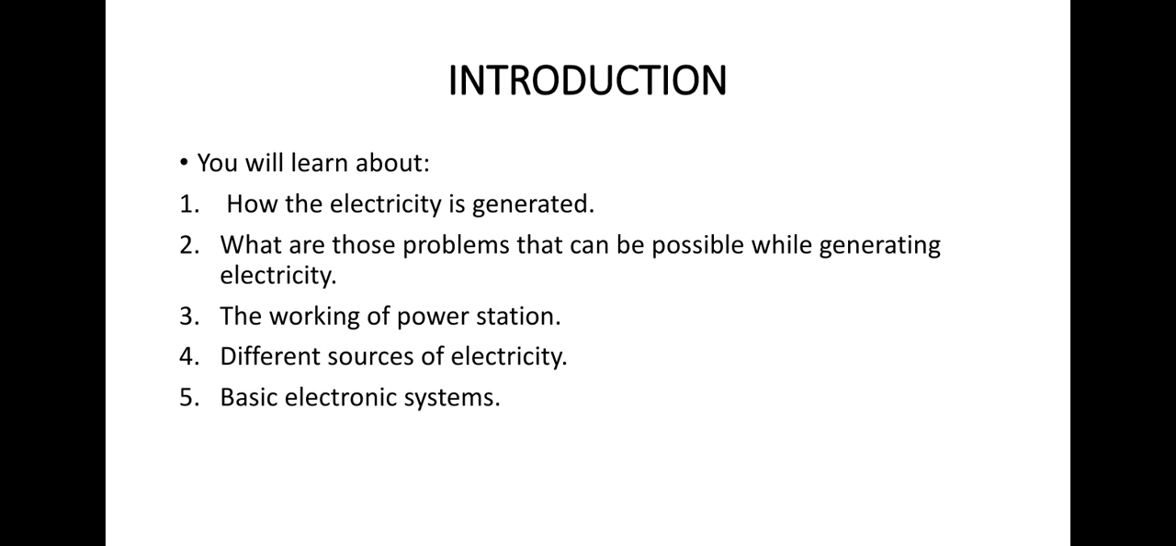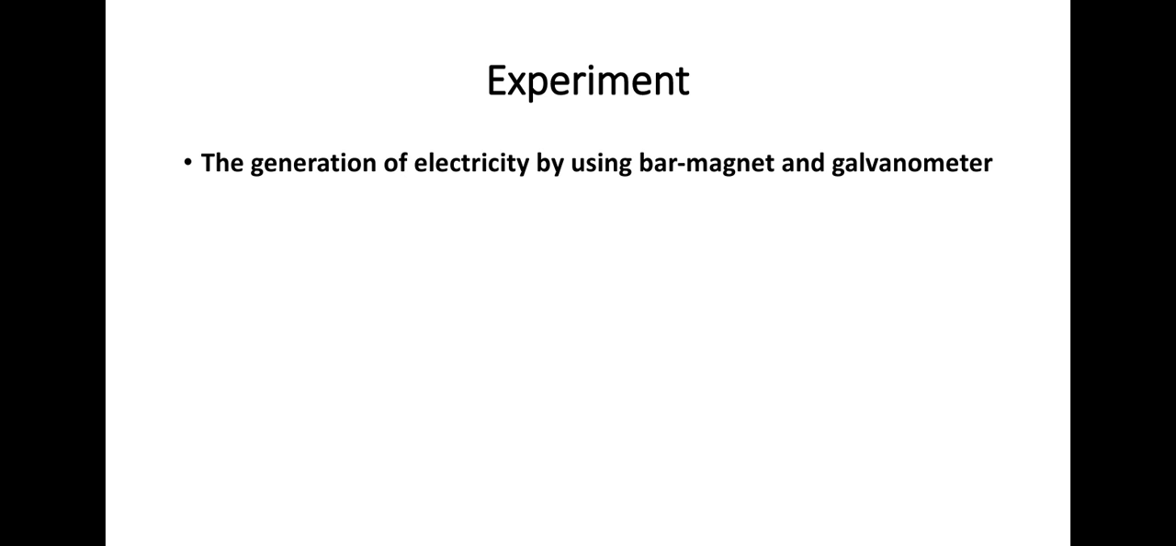Grade 8. Let's start our new lecture. We were on unit number 11 of your book that was about electricity in action. We have done the introductory points of this chapter. Now, today our new topic is the experiment. What is the experiment included in your book? The experiment is the generation of electricity by using bar magnet and galvanometer.